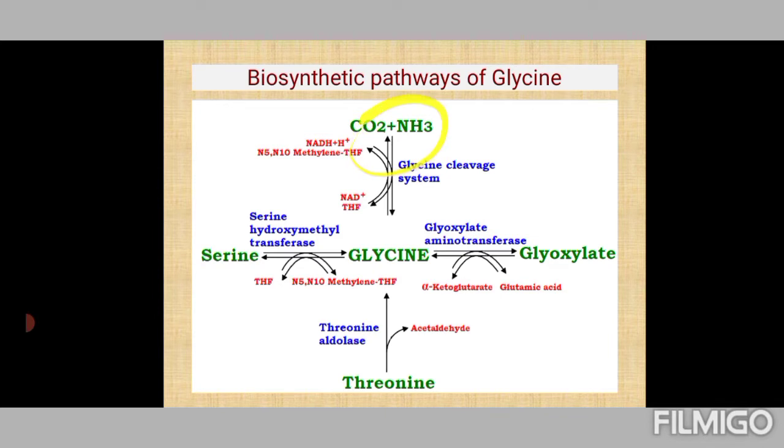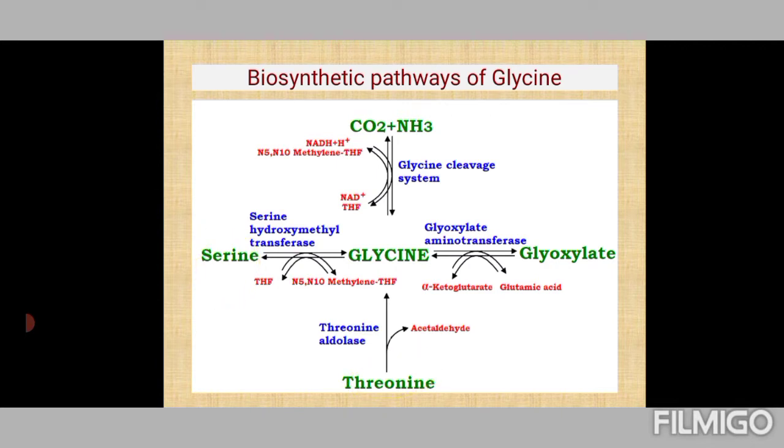First of all, it is formed from carbon dioxide and ammonia, and the additional carbon in glycine is contributed from N5, N10 methylene THF, which is a one carbon unit. It is present in the cytoplasm as a cytoplasmic pool of one carbon units. The glycine cleavage system is involved. We will see it in detail later.